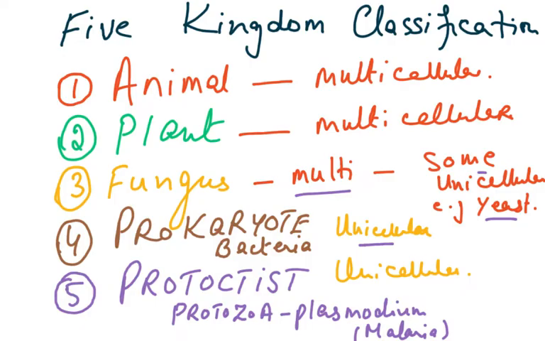Protoctista are mostly unicellular, but there could be some multicellular. They want you to be talking about a few of the multicellular ones as well. An example is protozoa, Plasmodium, which is the causative organism of malaria. So please remember, that is not a bacteria. Bacteria is something else. Bacterial diseases are cured by antibiotics. Protozoal diseases are not cured by antibiotics.